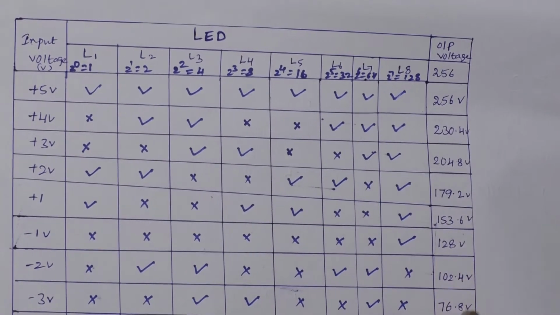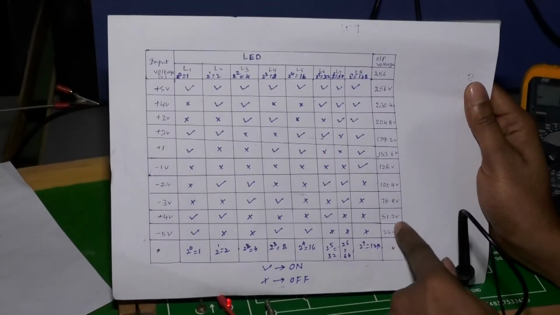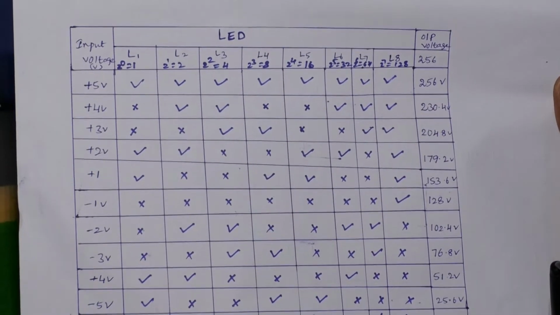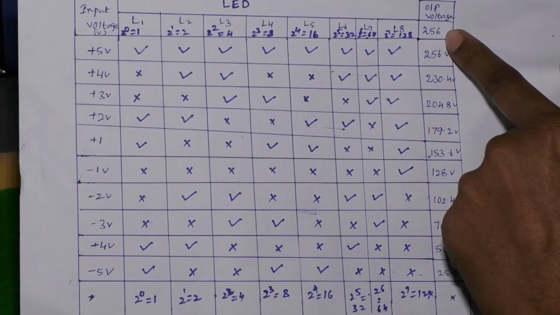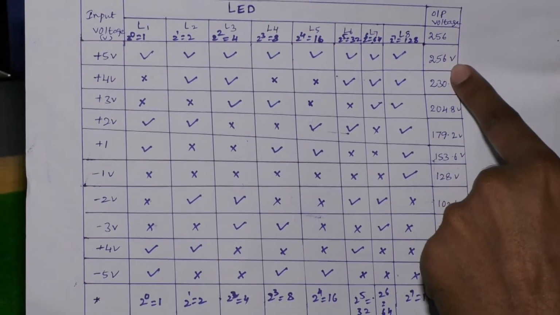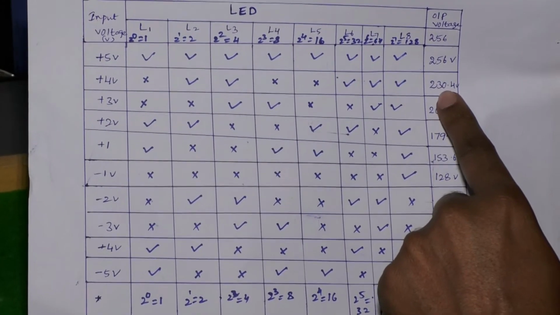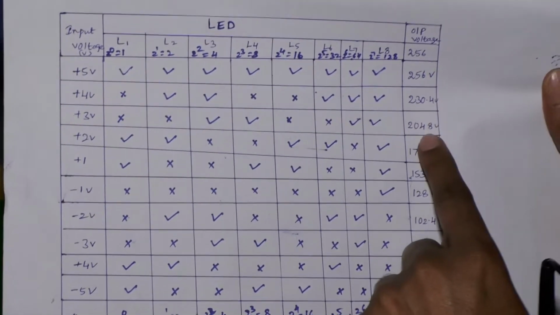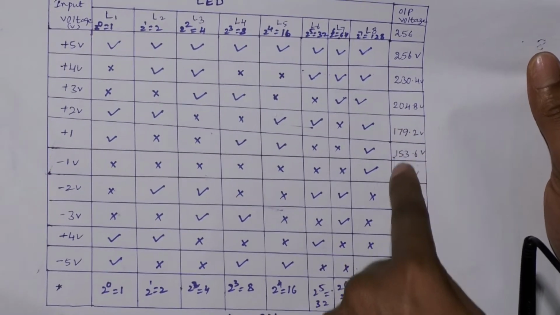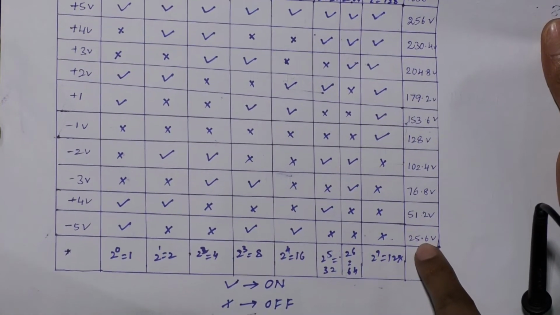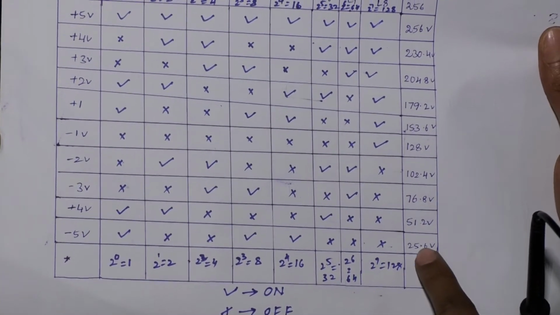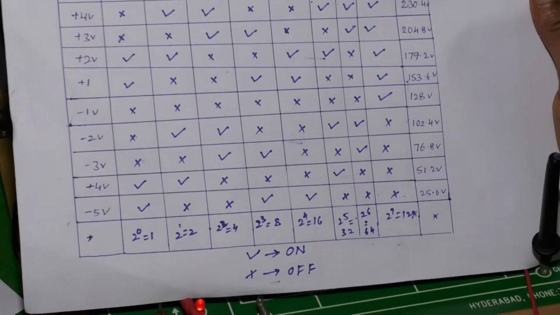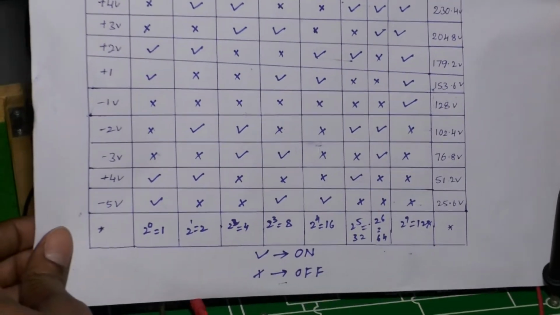But here, how do we get all these values? We have to subtract 25.6, because each level is only 25.6 volts. So for plus 5 volts, 256 volts, minus 25.6, you get 230.4. From that, 230.4 minus 25.6 gives 204.8 volts. Like this, you get 25.6 as the final one, at minus 5 volts. So 25.6 into 10 gives the 256 levels output. So this is about pulse code modulation generation.